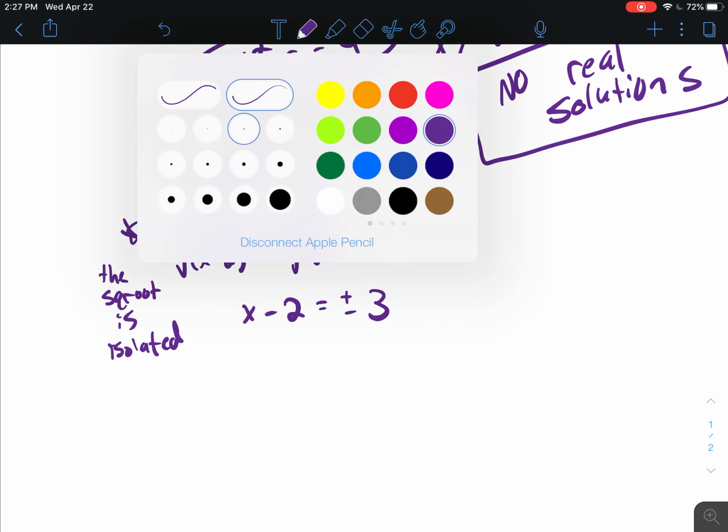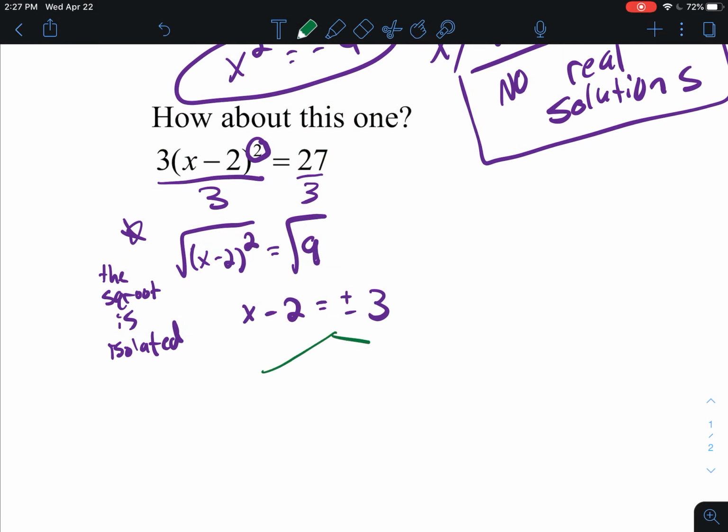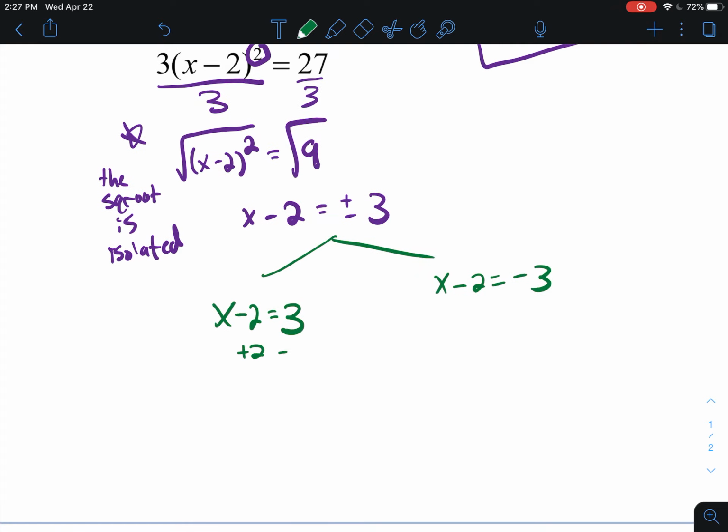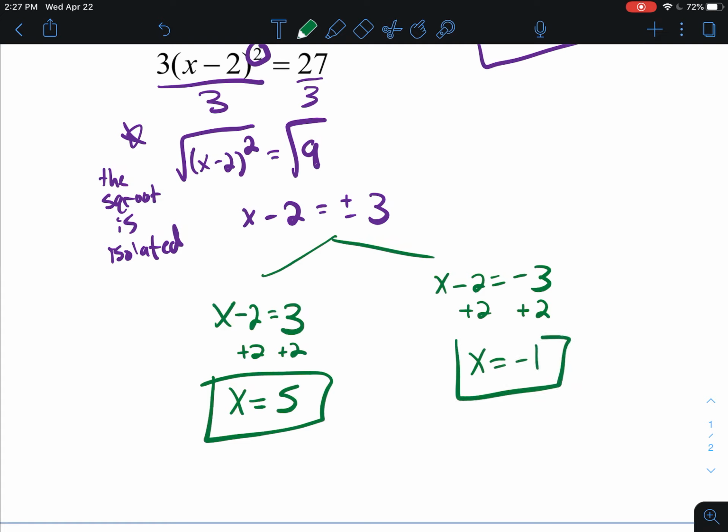This is where it gets a little unique here, guys. We have to actually split this into two separate cases. We're going to have x minus 2 is equal to positive 3, and then we're going to have x minus 2 is equal to negative 3. Then to solve this one, we add 2 to the other side. We get x is equal to 5. On this one, we add 2 to the other side, and we get x is equal to negative 1. And both of these solutions are good answers for us.